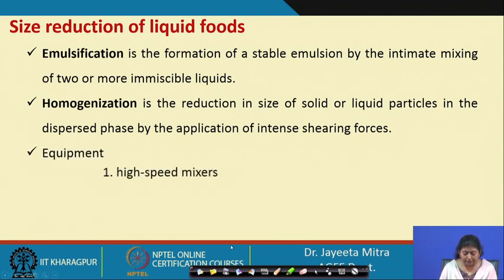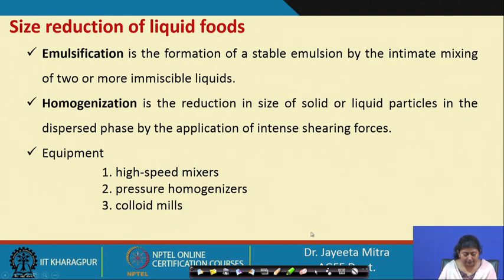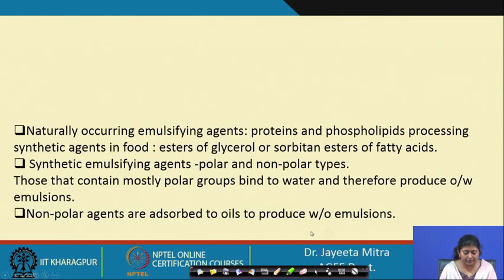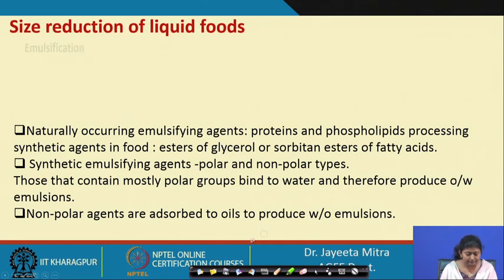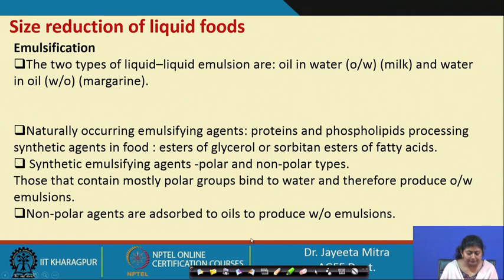So, the equipment we use for this application is high speed mixers, pressure homogenizer, colloid mill, and ultrasonic homogenizer. So, we will see one by one how they perform, and also we will see a few details of the emulsification and homogenization process. So, size reduction of liquid food.